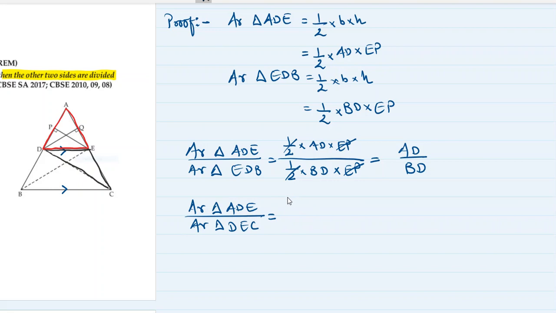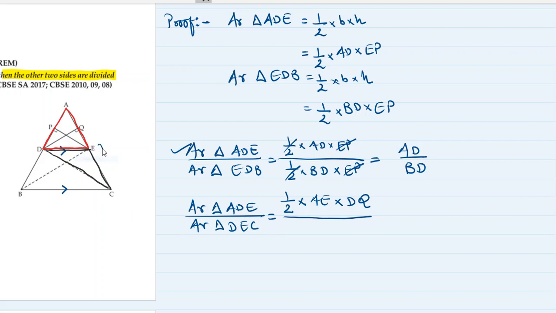So, area of triangle ADE we already know. Here you need to be a little careful. Initially, for this triangle, we took AD as base. Now I want you to shift the base. Now make the base as AE. So base will be AE multiplied by height. Which perpendicular is drawn on AE? DQ. That's the only difference. Half into AE into DQ, upon area of triangle DEC.